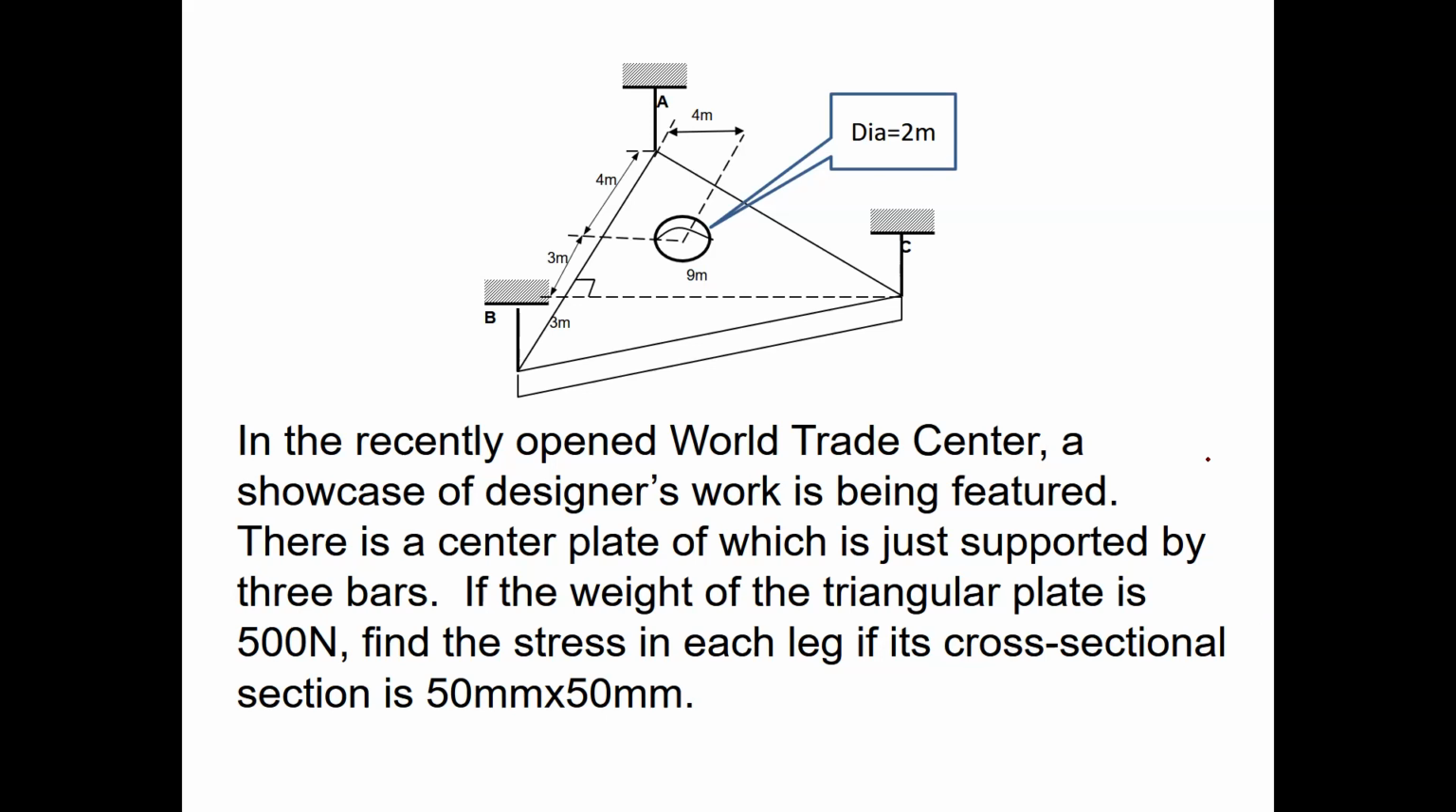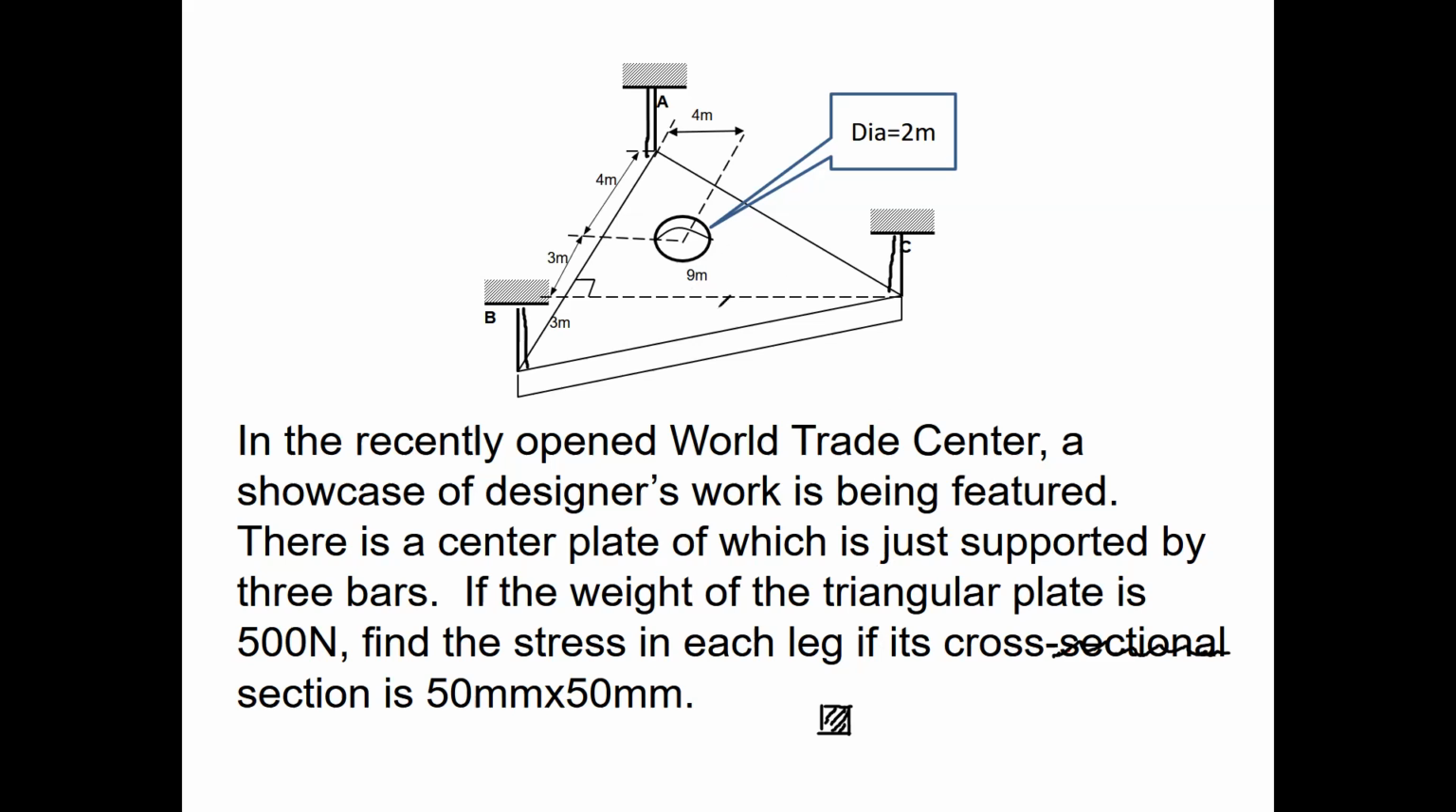But there is a mistake. If it's cross-sectional area, this is not section. If it's a sectional dimension, you still need to solve for the area. So its cross-section is 50 by 50. When we say 50 by 50, it's supposed to be a square section. Probably this is a wooden bar here, as well as the other one. So there are 3 supports and they are all 50 by 50 millimeters in dimension, each leg.